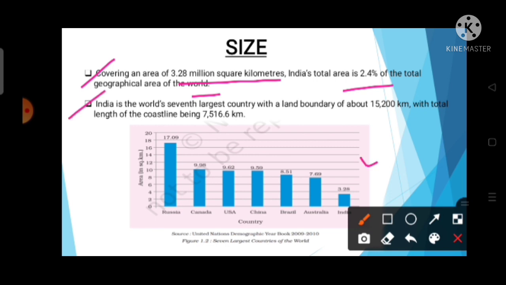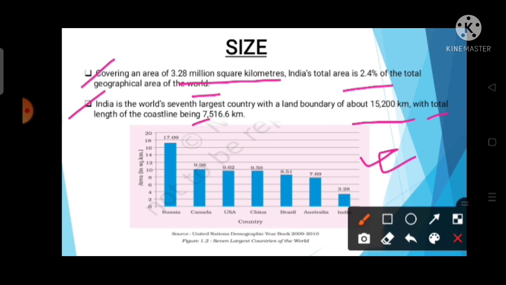As you can see in this diagram, this is a bar diagram showing the largest countries of the world. Area wise, India is the world's 7th largest country with a land boundary of about 15,200 km and with the total length of the coastline being 7,516.6 km. So what do we understand from this point actually? India is the 7th largest country according to its area.